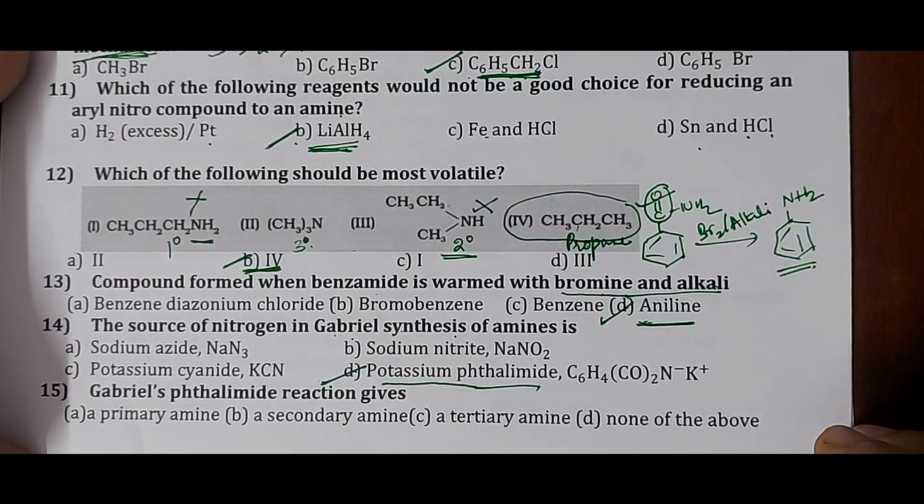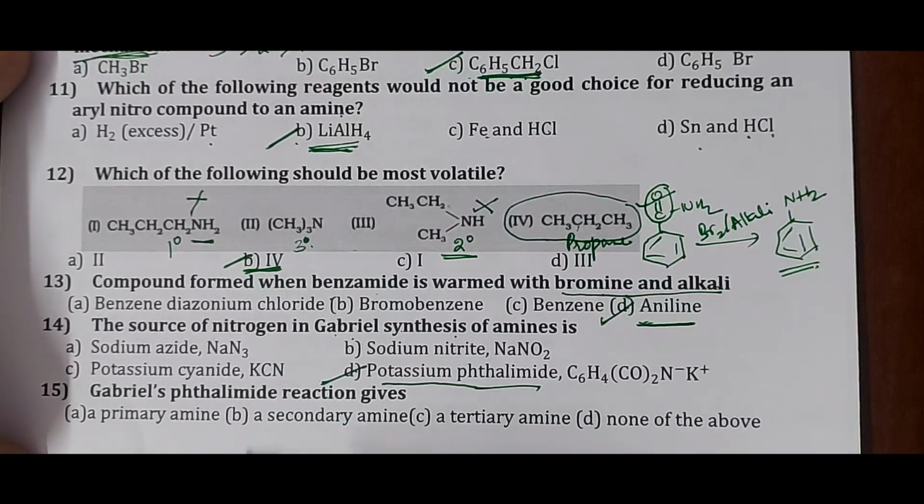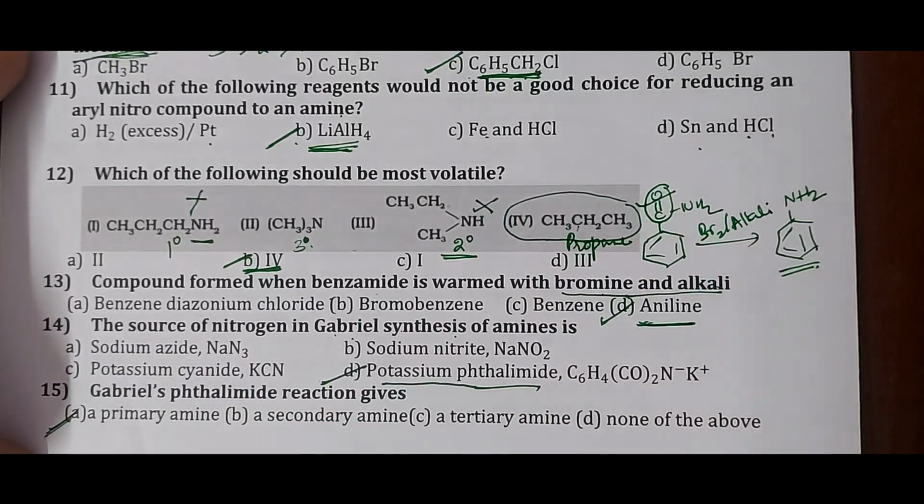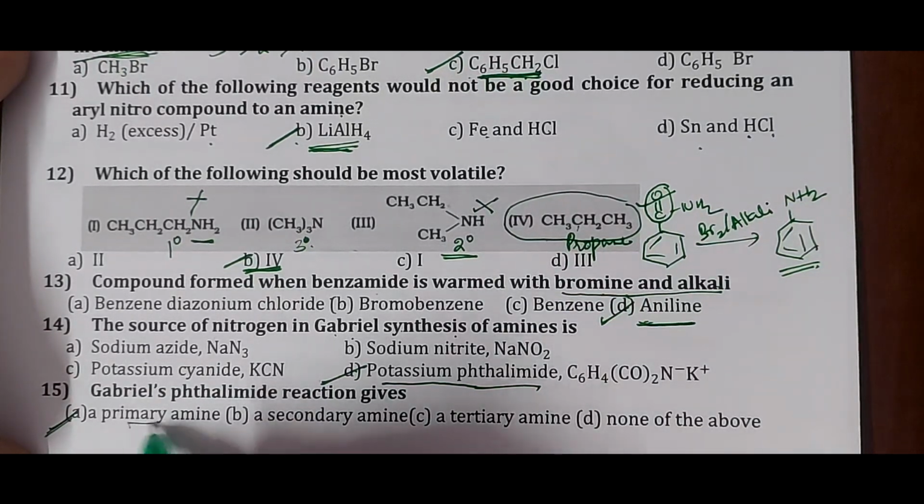Next we'll go with question number 15. So question number 15 says that Gabriel phthalimide reaction is used. So Gabriel phthalimide reaction is used in the preparation of primary amine. Hence the correct answer for question number 15 is option A, primary amine. Next we'll go with question number 16.